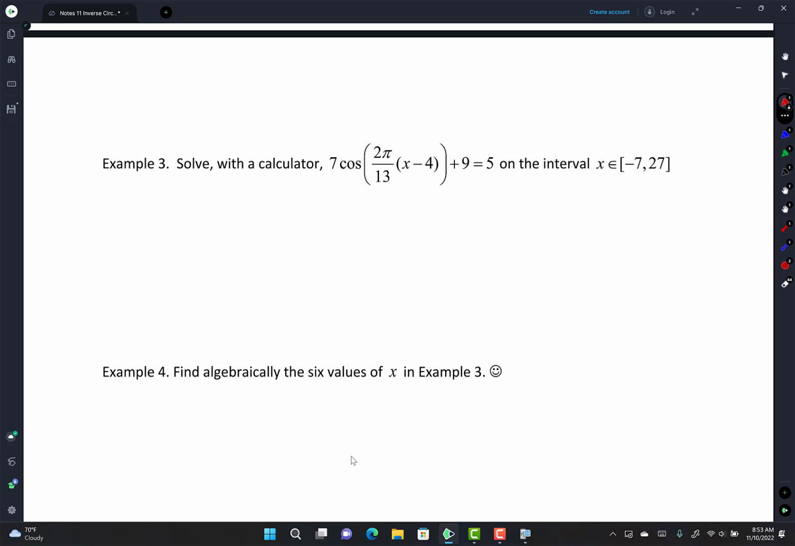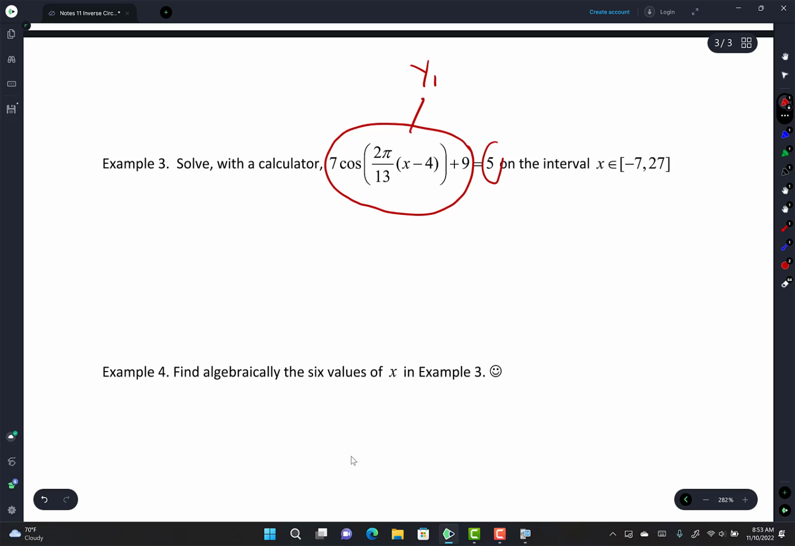Let's go to this one. This is actually the question I just deleted a little while ago. It says solve with a calculator this problem. That's what we're going to do, exactly what we just showed. I'm going to type this right here into y1. We're all going to do this together. And I'm going to type this one into y2. So let's do that. Take my calculator.